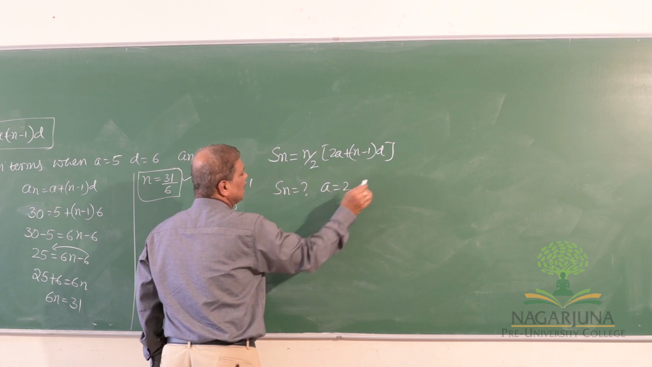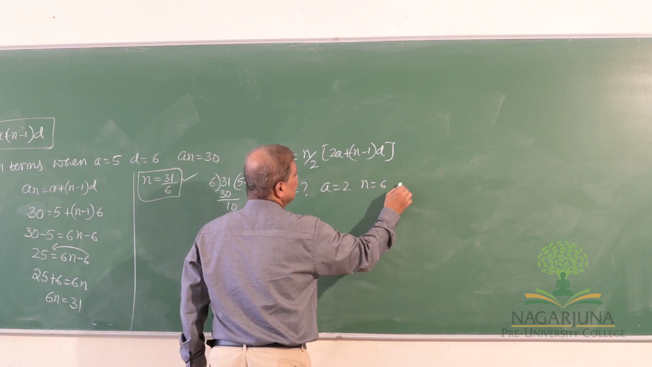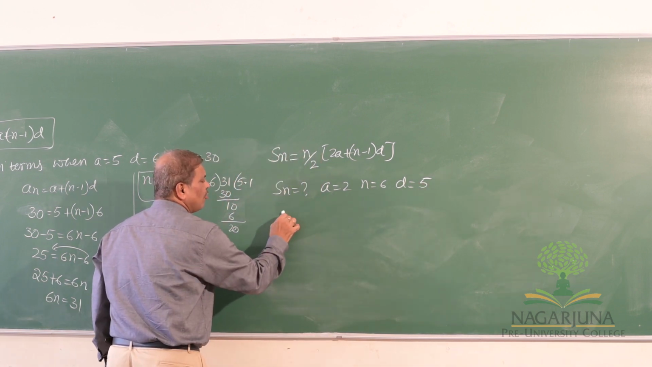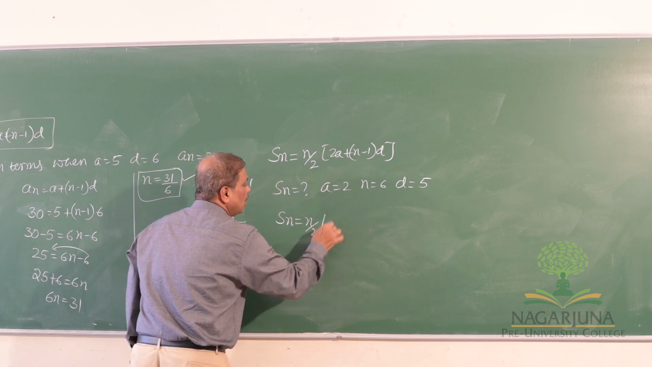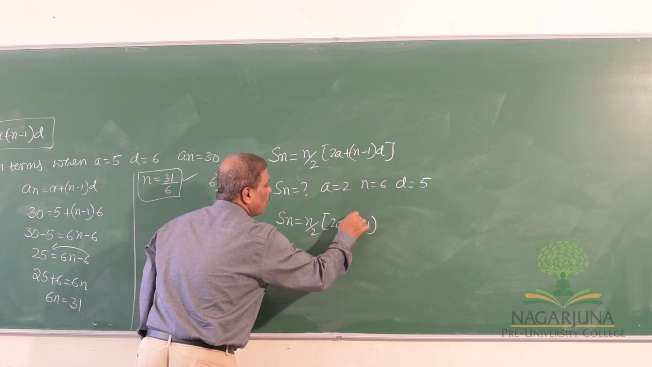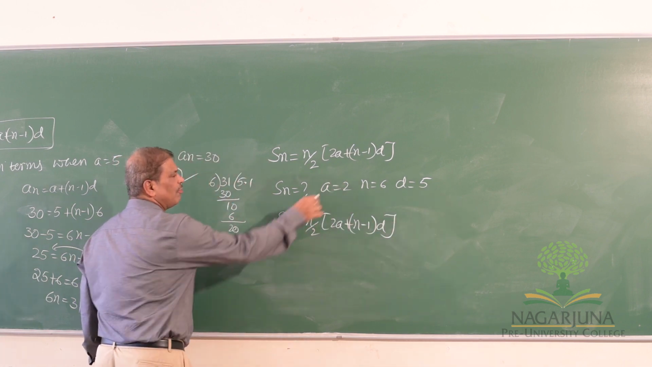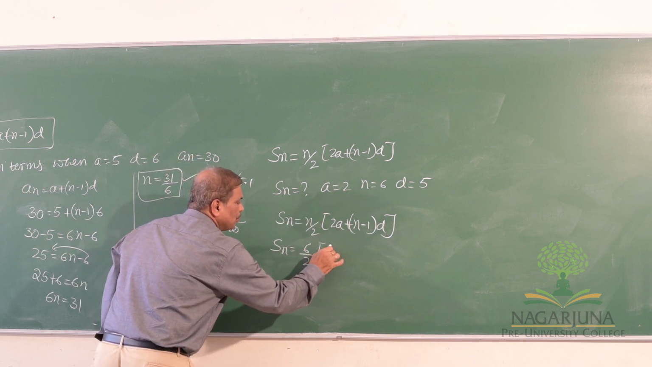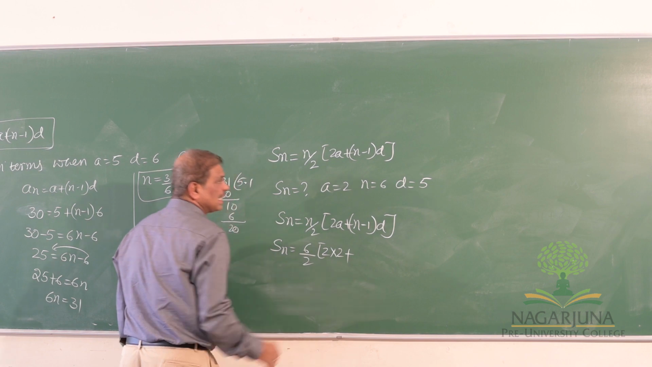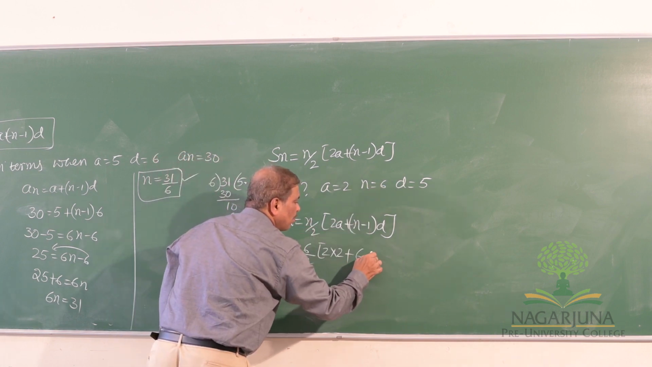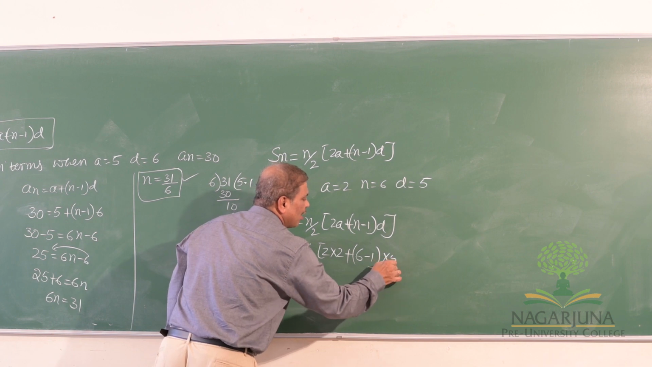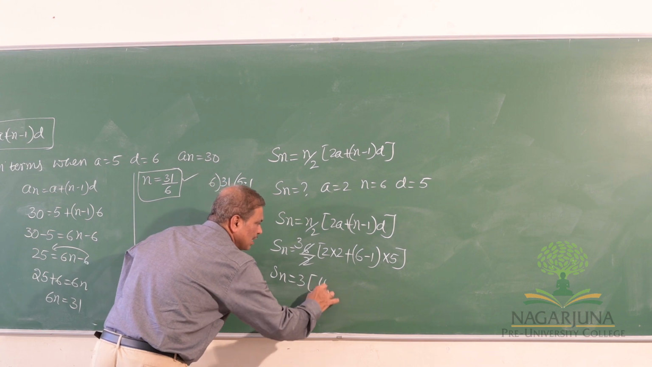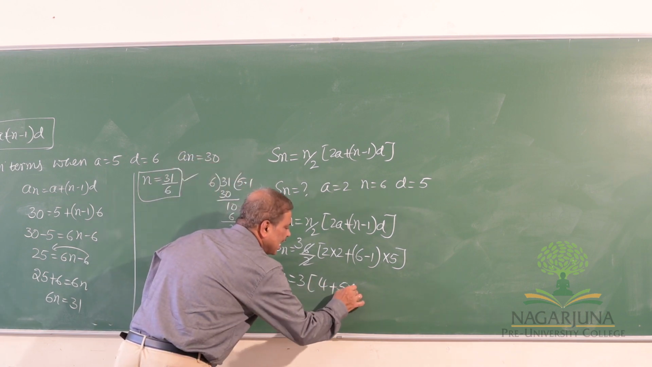a is equal to 2, n is equal to 6, and d is equal to 5. Now how to find Sn? Apply the formula Sn is n by 2 into (2a plus (n minus 1) into d). Substitute: n is 6 by 2, 2 times a which is 2, plus n minus 1, meaning number of terms 6 minus 1, into d which is 5. 2 3s are 6. So Sn is equal to 3 into (2 twos are 4, 6 minus 1 is 5, into 5).